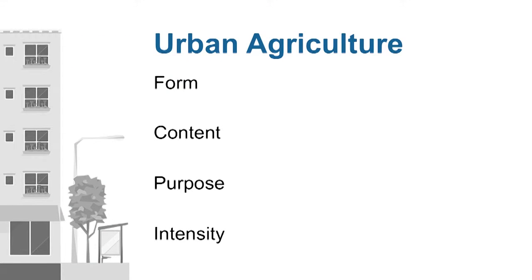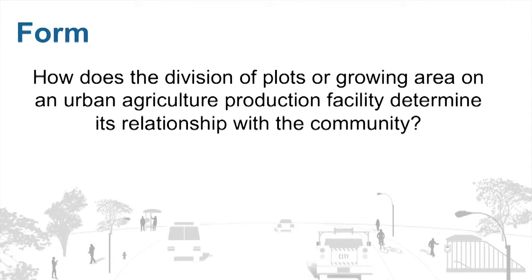To do this, I've created some categories that different jurisdictions have used to differentiate between types of urban agriculture. They include form, content, purpose, and intensity. To begin, we'll talk about form. Form typically means, what does a plot look like?